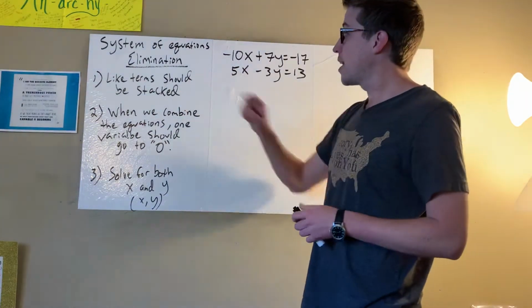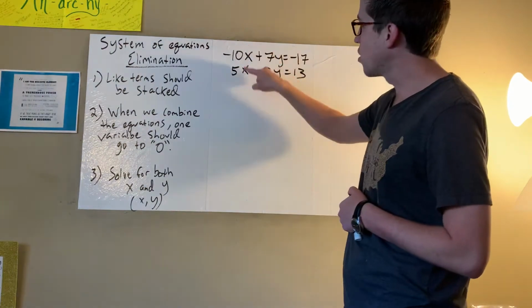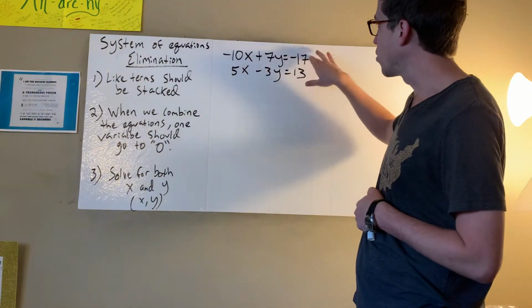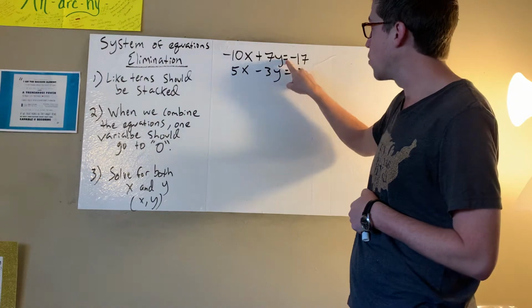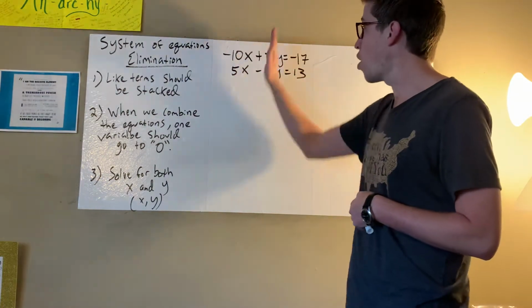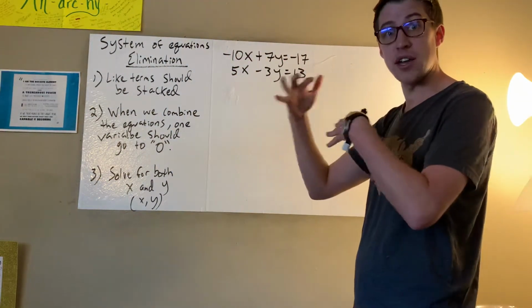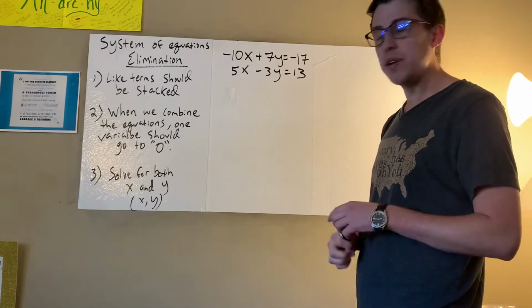When we want to use elimination like this, we want to make sure that the like terms are stacked. So x's are over x's, y's over y's, regular numbers over the regular numbers, equal sign over equal sign even. Literally all those like things should be stacked on top. And then we have to do a little bit of thinking.